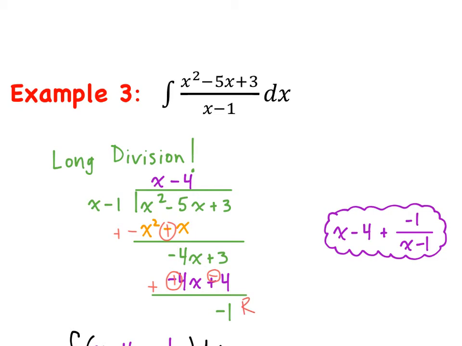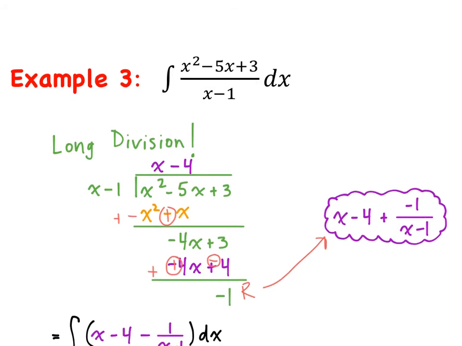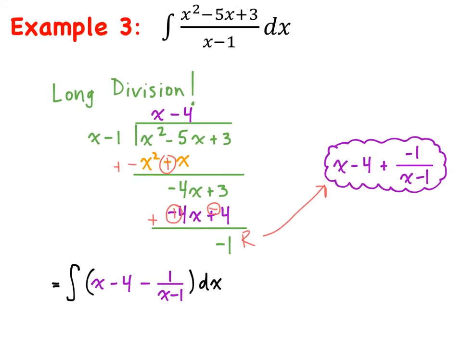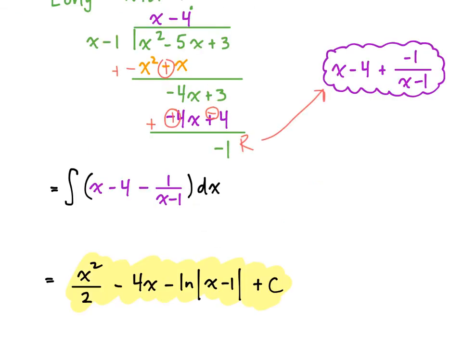So what is our ultimate answer? We have x minus 4 plus negative 1 over what we were dividing by in the first place, x minus 1. So now we can go ahead and rewrite our integral as the integral of x minus 4 minus 1 over x minus 1 dx. I want you to pause and try to integrate this on your own. Check back when you're done.